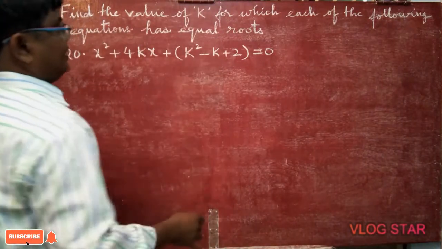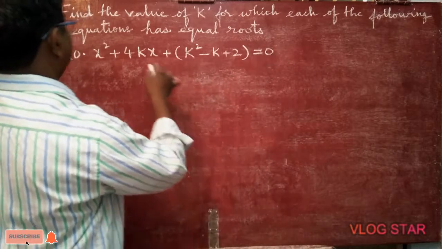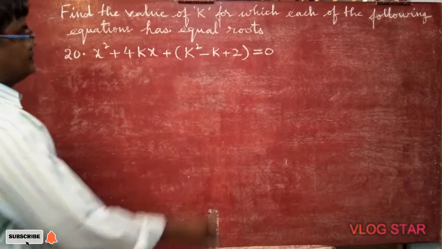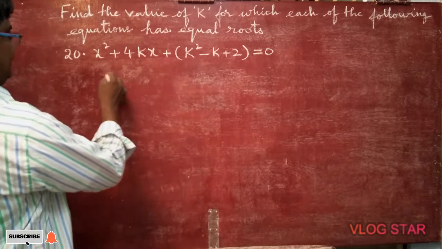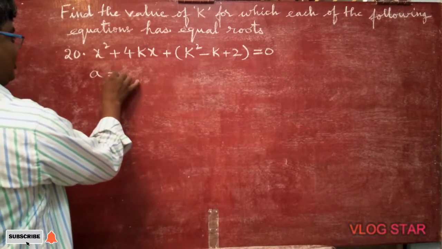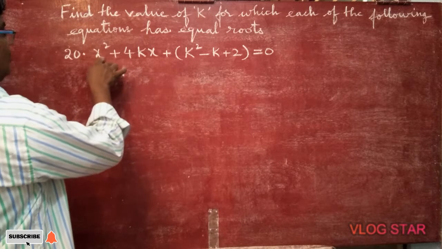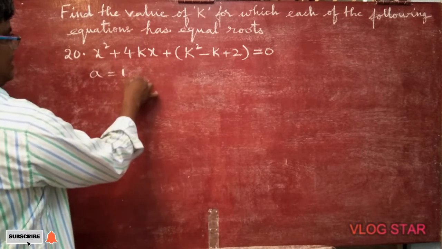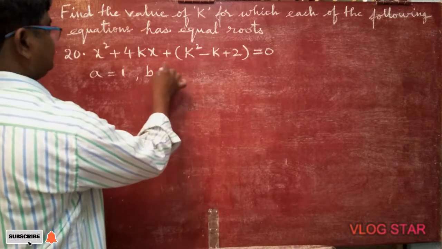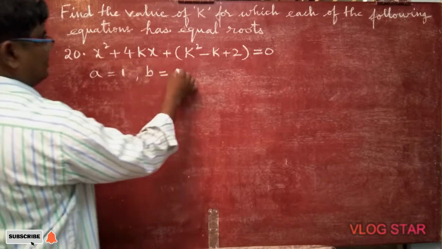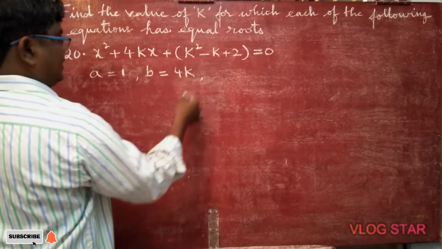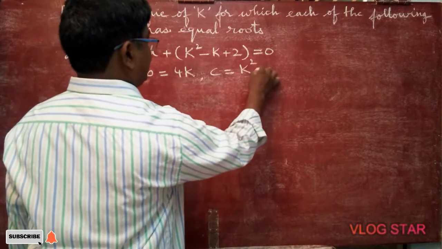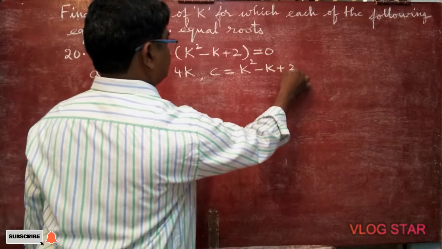Find the value of k for which each of the following equations has equal roots. Here they have given a quadratic equation and they are asking to find the value of k. Here a is equal to 1, because the coefficient of x square is 1. Nothing is there means 1 is there, that too plus 1. And b is the coefficient of x, plus 4k. And c is the constant, k square minus k plus 2.